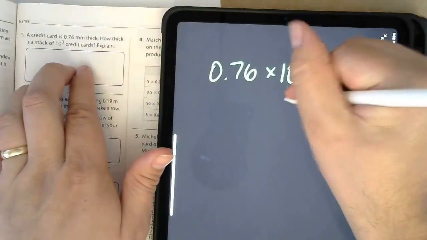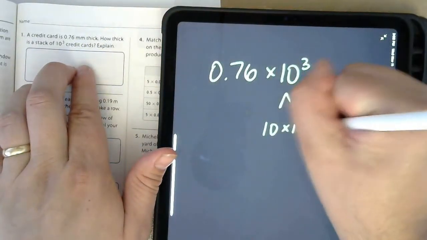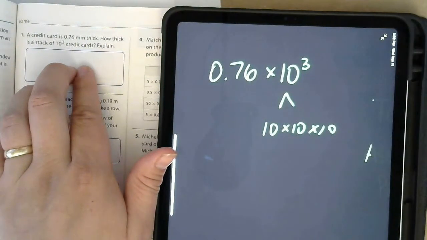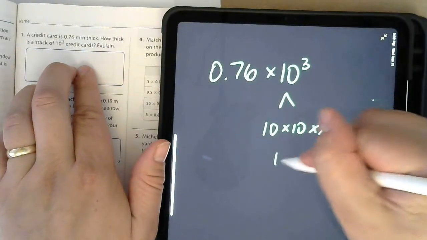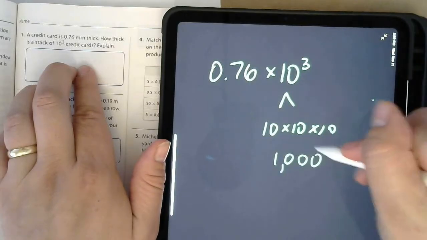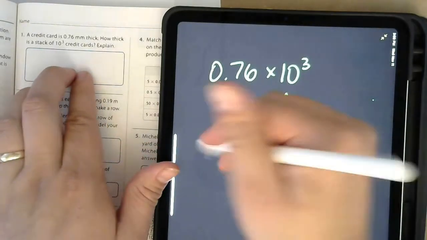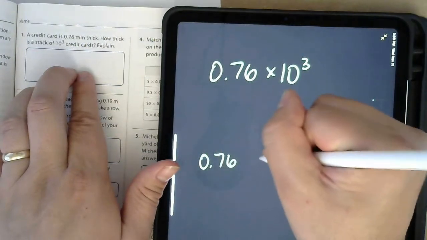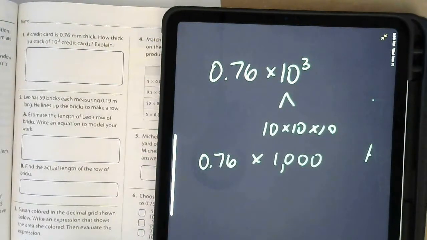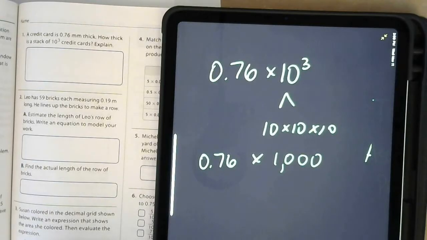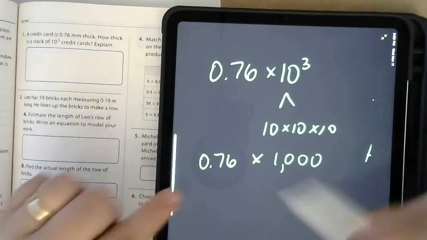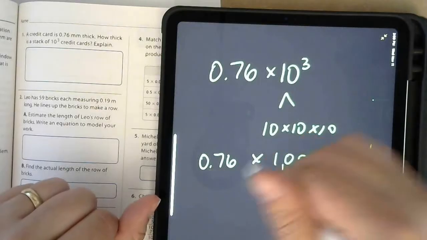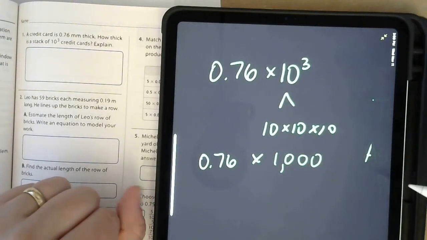Now remember, 10 to the third power breaks down as 10 times 10 times 10. We might know that 10 times 10 times 10 is also a 1 with 3 zeros, or 1,000. So we really are looking at 76 hundredths times 1,000. Now keep this in mind. Whenever you're multiplying, if these were whole numbers, we'd add a 0 to the end, or in this case, 3 zeros. Since we have the decimal, we can think that we're moving that decimal over to the right 3 times.